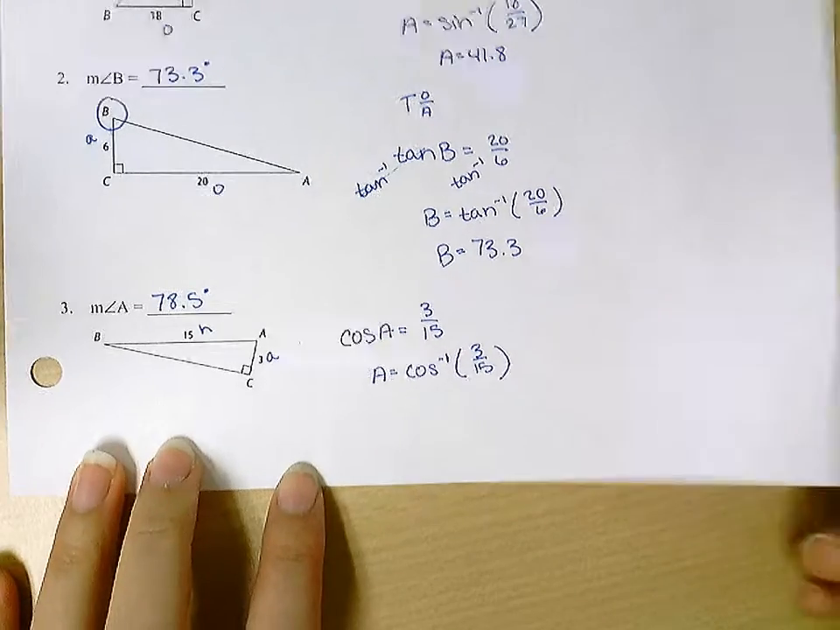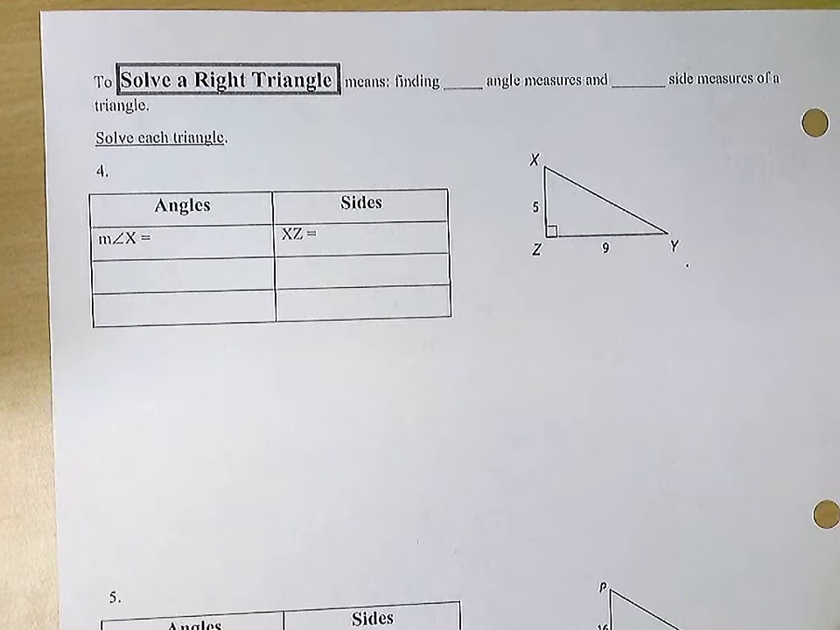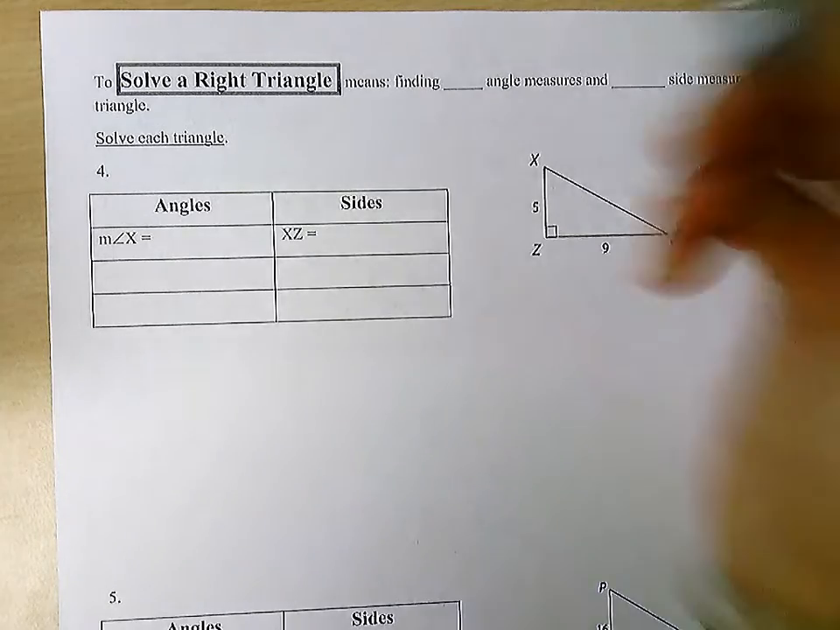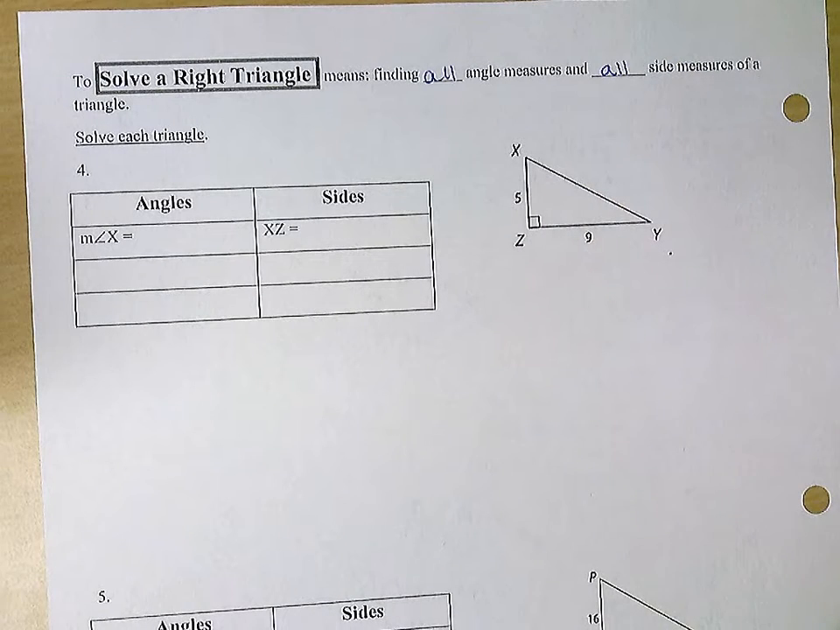All right, so then if we move to the back here. Now that we know how to use the Pythagorean theorem, A squared plus B squared equals C squared, we know how to use trig ratios, and we know how to use the inverse of trig ratios, we can do what's called solving a right triangle. To solve a right triangle, that means you're finding all the angle measures, every single angle in that triangle, and all the side measures. So all the angles and all the sides.